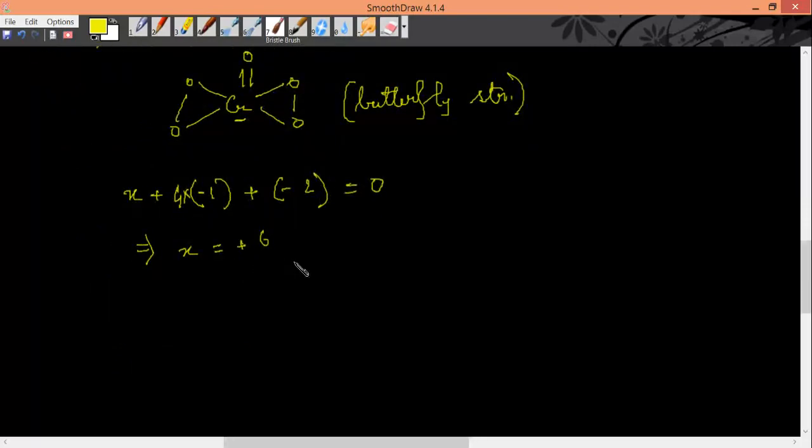These are all for today. Hopefully you can understand and learn how to calculate the oxidation number of any atoms in a compound.